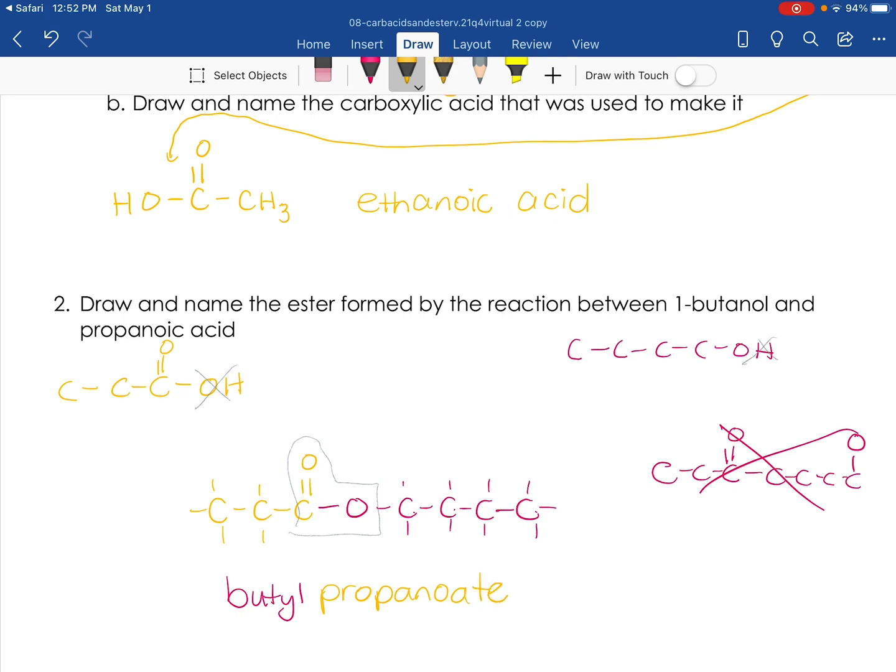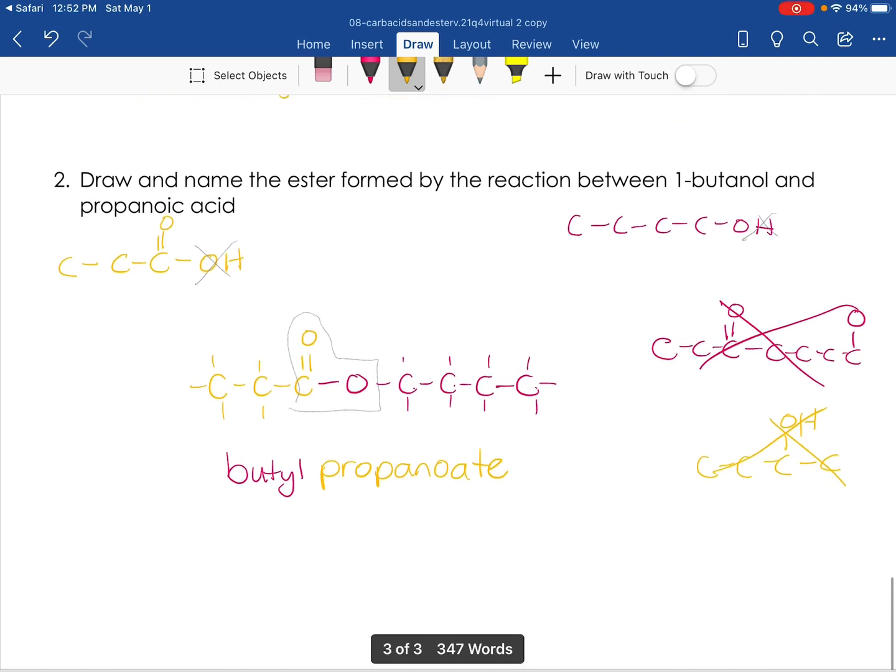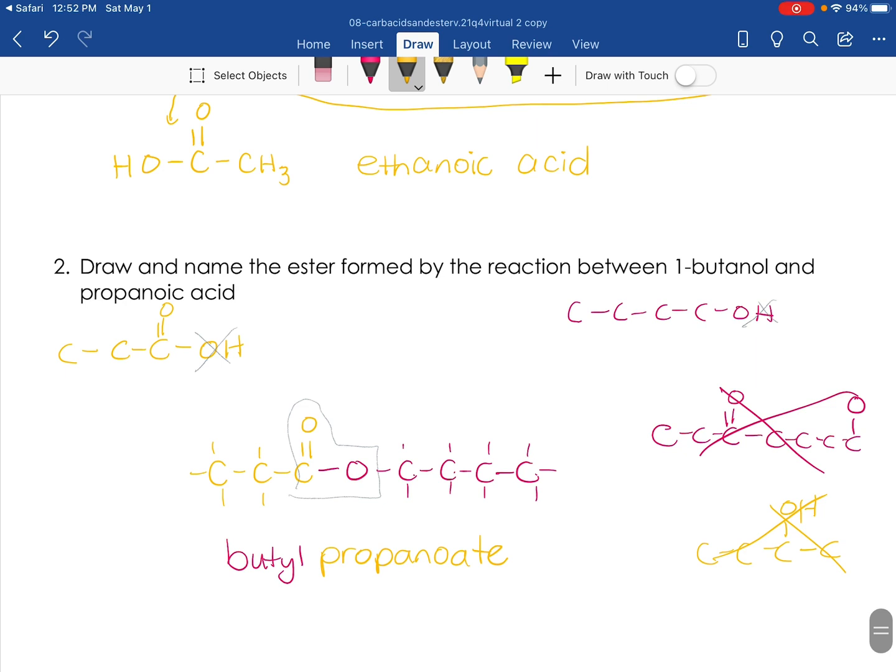Now you may be asking yourself, well, what happens if, and maybe you're not, but let's say it was 2 butanol and the alcohol was on the second carbon. What would that look like? That's beyond grade 12. Okay, so you don't have to worry about that. The questions will be where the alcohol is at the end of the chain, and carboxylic acids by definition have to be at the end of the chain. So that's what we'll focus on here.